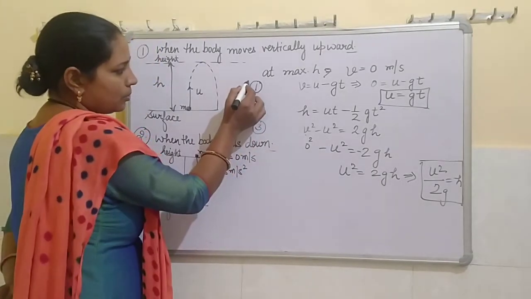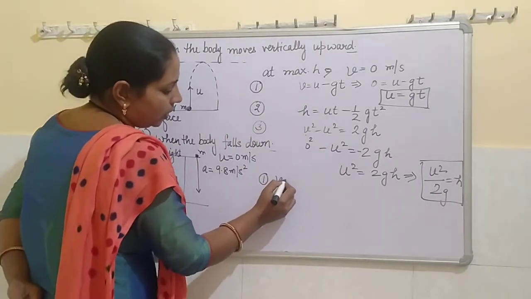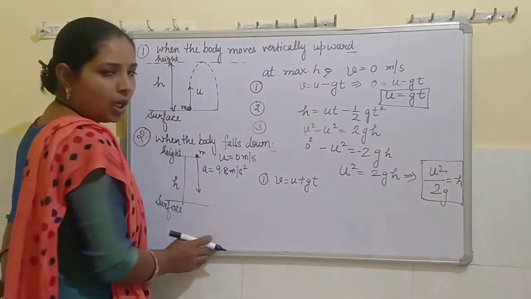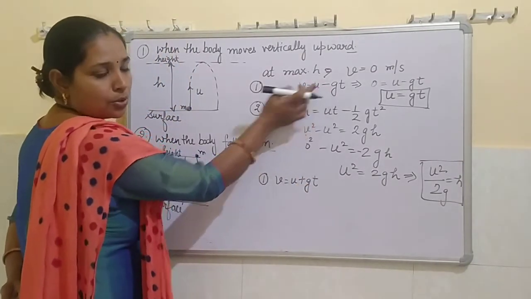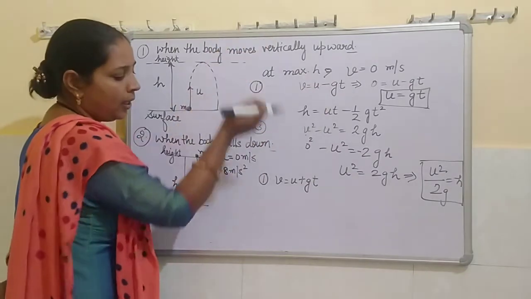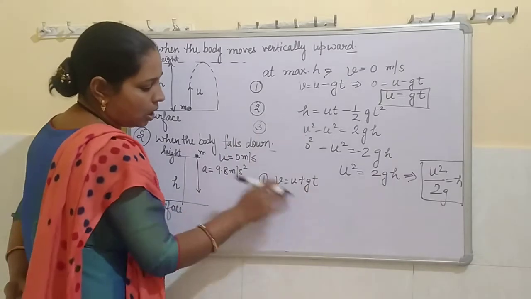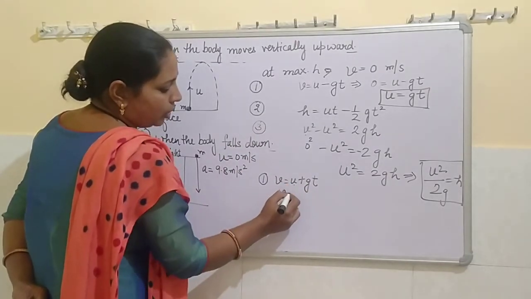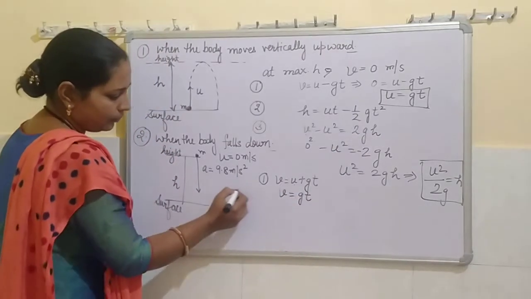Again, we will use these three equations. First one is v equals u plus gt. Keep in mind, students, there I used negative sign because the body is moving upward. Here I am using plus sign because the body is going downward. Here u is 0, so we can easily calculate v as g into t.